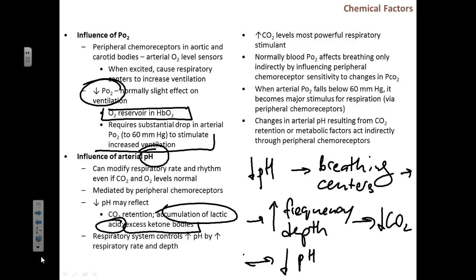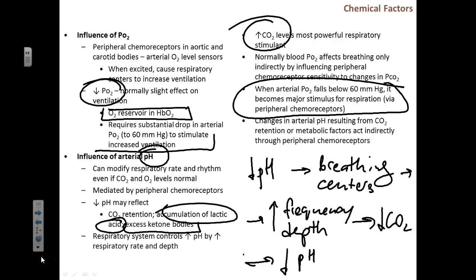Okay. CO2 is the most important. Oxygen, only the lower levels. And pH changes, they work usually through the peripheral chemoreceptors. Okay, not through the central, not in the brain, but in the periphery, in the carotid sinuses and in the aortic arch.